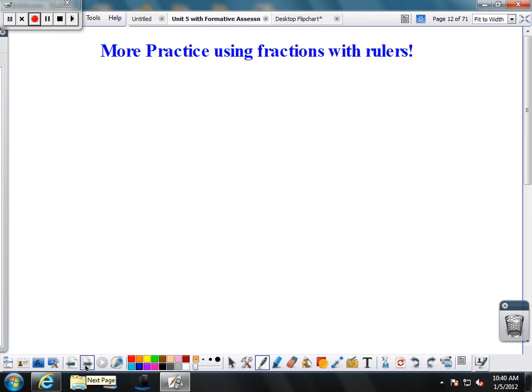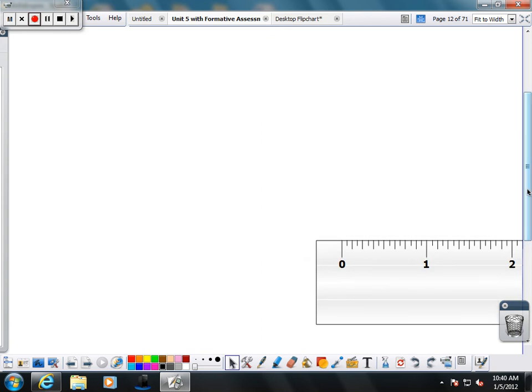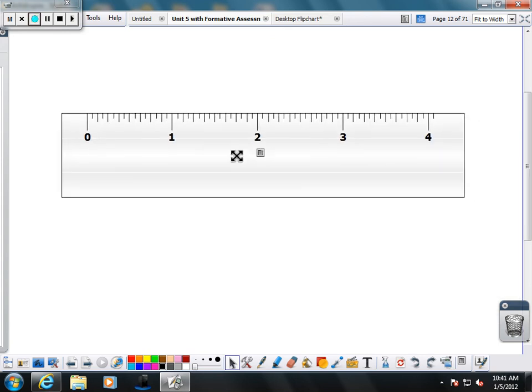And I want to do one more practice using fractions with rulers. When I use fractions with rulers, we want to go get our ruler here and just show you again so you guys can remember what they look like. And remember, we said that each of these is a 16th. So the distance between here and here is 1/16. And that's 1/16. And that's 1/16. And that's 1/16.